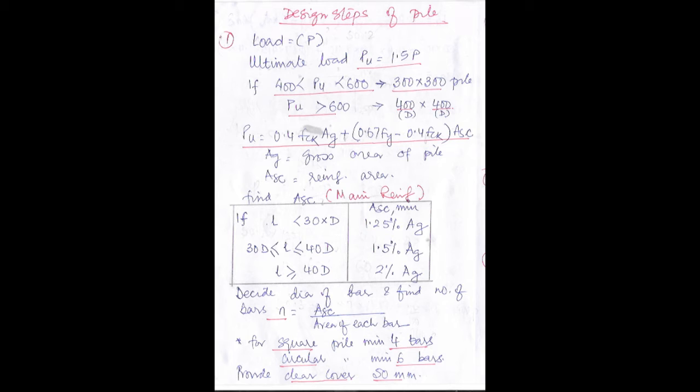In the IS code you can find that they have specified this table. If L lies between 30D to 40D, then the minimum reinforcement you have to give is 1.5% of AG. If L is greater than 40D, then 2% of AG. So please remember this table: after finding ASC from the equation given, you have to check whether it satisfies the minimum ASC criteria, then you proceed further.